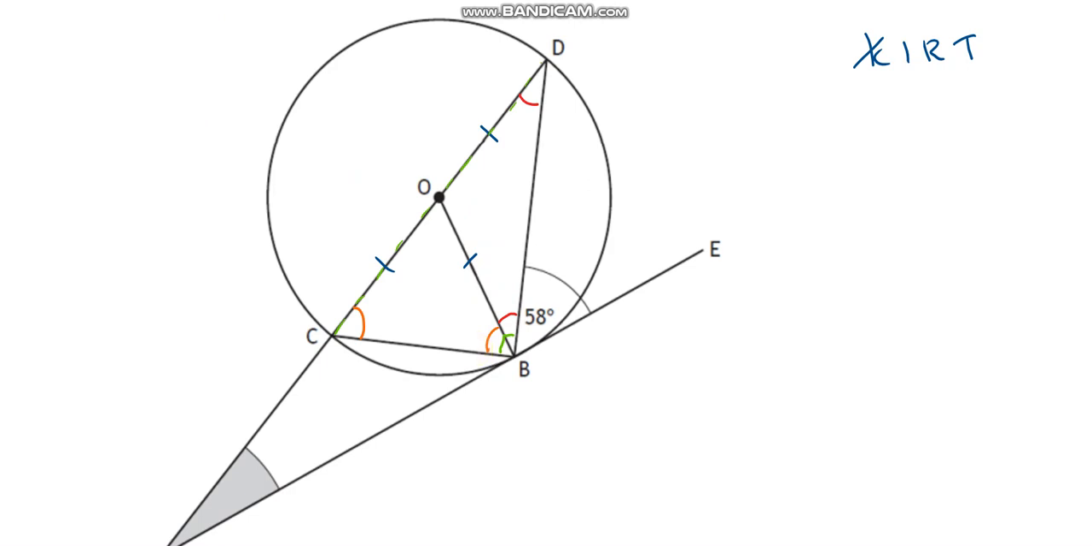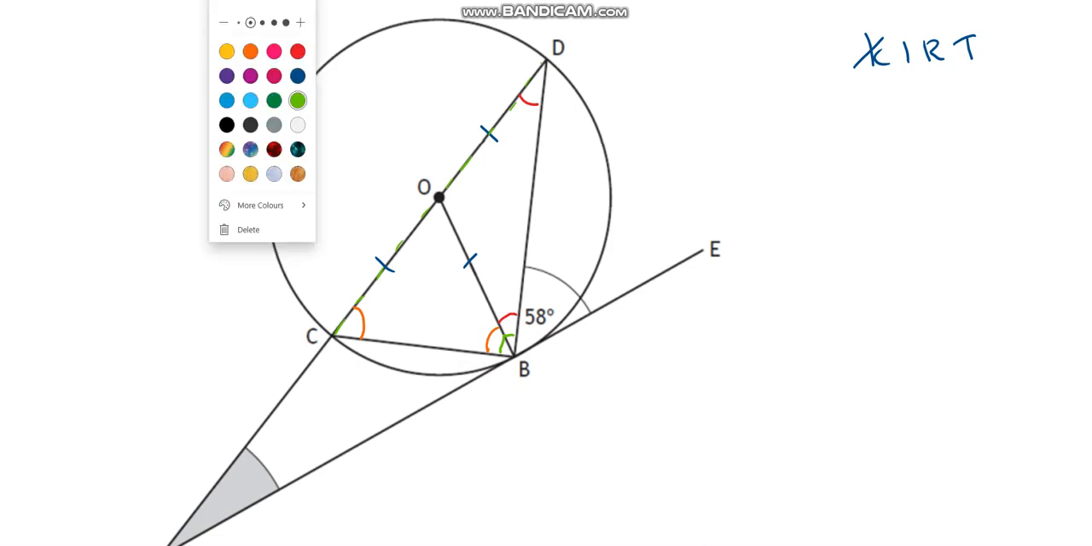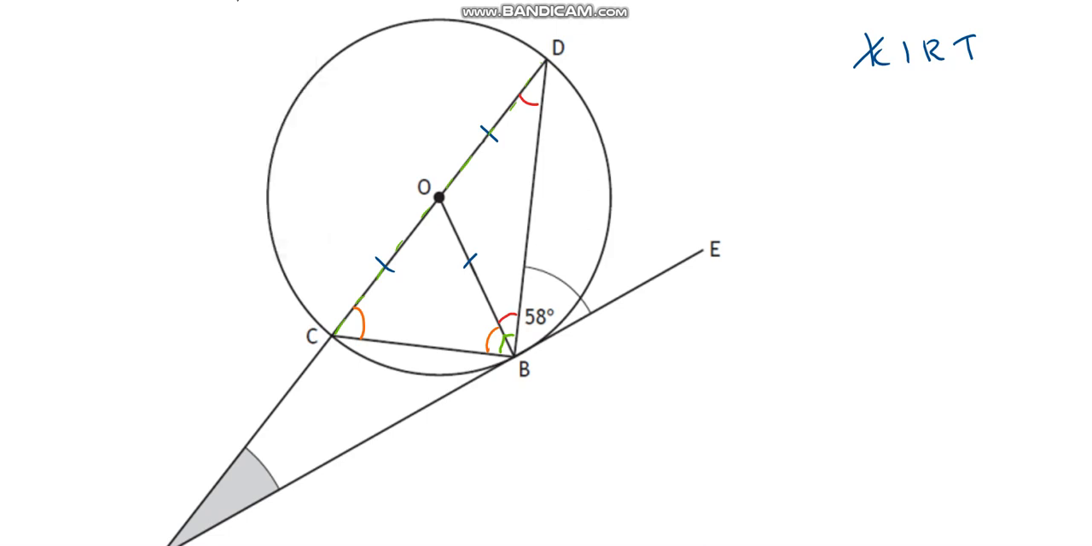So the tangent rule, I'm running out of colours now. Oof, what colour to use? Can I change that colour? Yeah, go for light blue. That means this is 90 degrees. And this is also 90 degrees. That means we can get started.